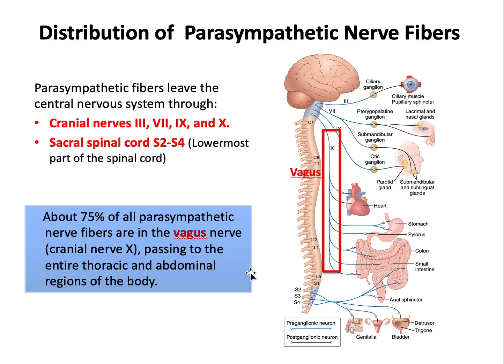Okay? All right. So where these preganglionic parasympathetic nerve fibers arise is different from the sympathetic nervous system: cranial and sacral. And the big one here is the vagus nerve, which contains about 75% of all parasympathetic nerve fibers.